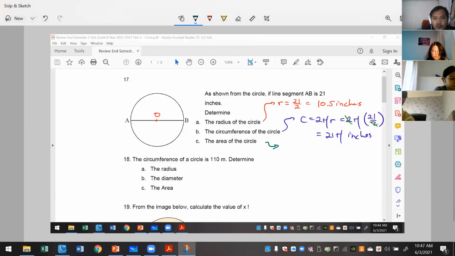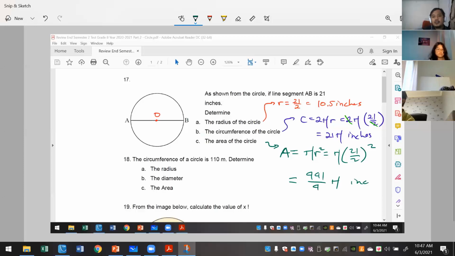For the area of the circle, it should be A equals pi r squared. So this is like 21 over 2 squared. Again, you can use the calculator to calculate this. This is going to be 441 over 4 pi in inches squared. Just calculate this and you'll get the answer. That is for number 17.